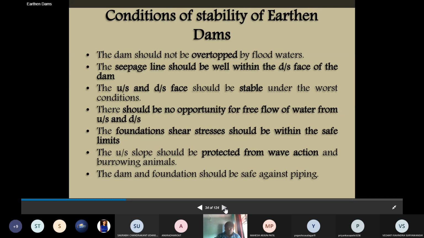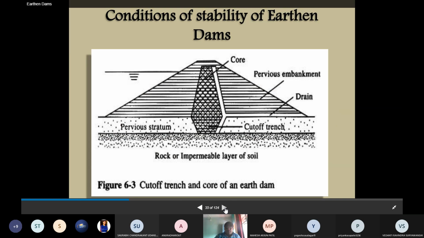The foundation shear stresses should be within the safe limit. You have to observe the permissible limits, so the shear stresses developed because of the material should remain within the safe limit. The upstream slope should be protected from wave action and burrowing animals. The dam and the foundation should be safe against piping. Piping is a major phenomenon because of the seepage pressure, where the material of the dam is slugging and flowing along with the flow.